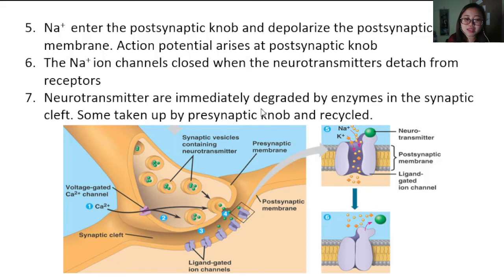Neurotransmitters are immediately degraded by enzymes in the synaptic cleft. So dia terus dicerna oleh enzim yang ada di sana. And some will be taken up by the presynaptic knob and recycled. So dia bergantung kepada neuron tersebut. Kebanyakan masanya dia akan dihapuskan. Neurotransmitter itu dihapuskan. Sesetengah daripada itu neurotransmitter akan diserap semula, disimpan dalam presynaptic knob untuk digunakan semula. So those are the processes that are involved in the transmission of impulse across a synapse.